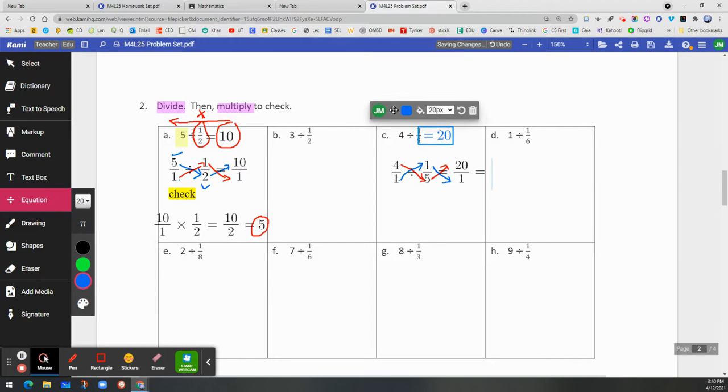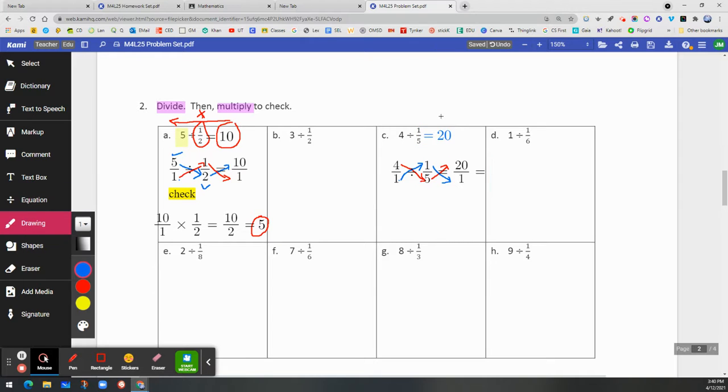Now remember, we have to check. Once again, how do you check? You check by looking at the division with the answer, going backwards to create a multiplication. All right, so I'm going to grab the 20 first. I'm going to start with that.